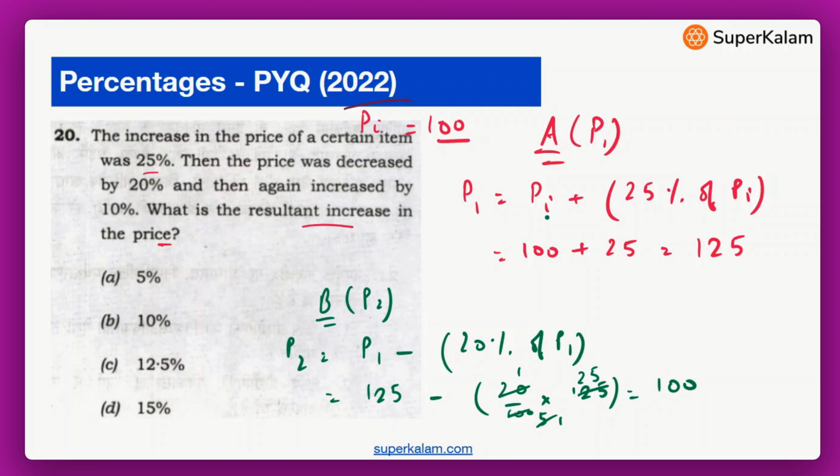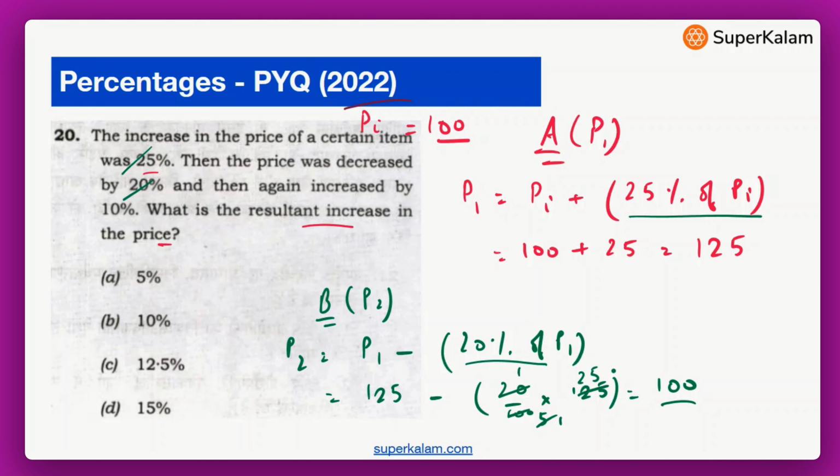Rather than having something like this, that we increased the price by 25% and then decreased it by 25% and then getting the initial value, we got, when we increased the value by 25% and then decreased the value by 20%, we again returned to the initial value. Okay, now let's see what happens in the third stage, that the price again is increased by 10%. So surely the resultant increase would be 10% because the first and the second statement have cancelled each other.